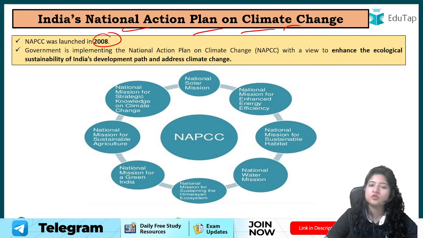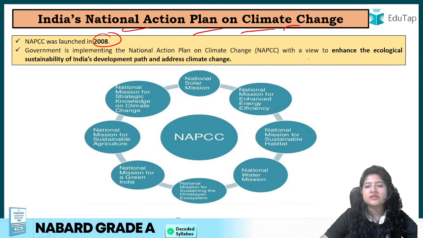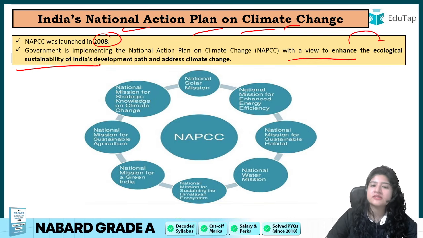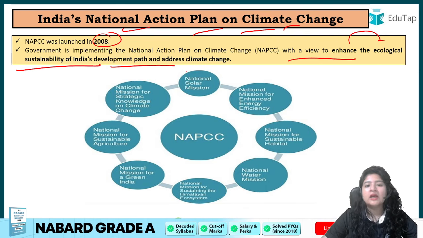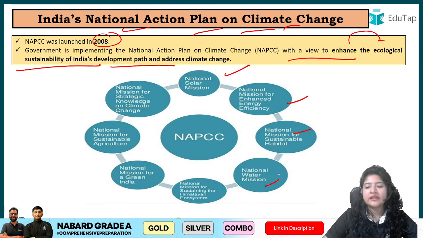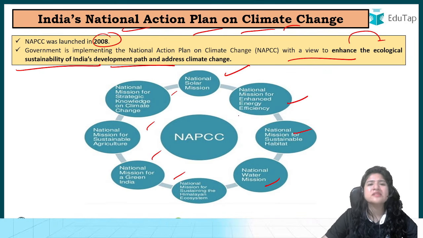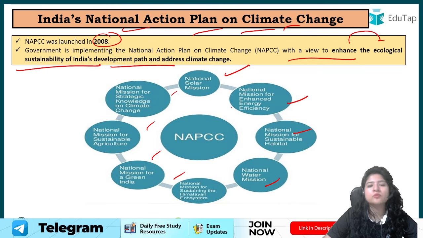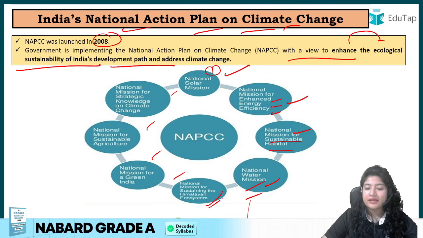It launched it in 2008, and this focus is to enhance the ecological sustainability on India's development path and to address the climate change which we have already signed at international level. तो उसके लिए there are major 8 like focus that has been made separately. Why separate groups have been made? So that more focus can be done. So one, we have national solar mission, so that is in sync with ISA, है ना. National mission on enhanced energy efficiency, sustainable habitat, water mission, national mission for sustaining the Himalayan ecosystem, right?